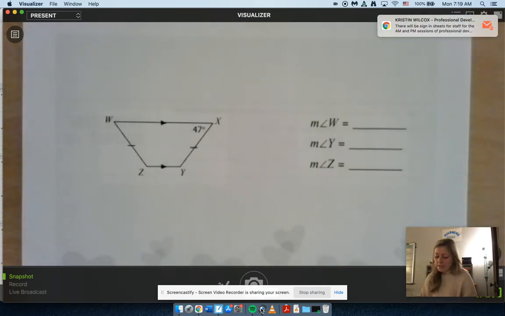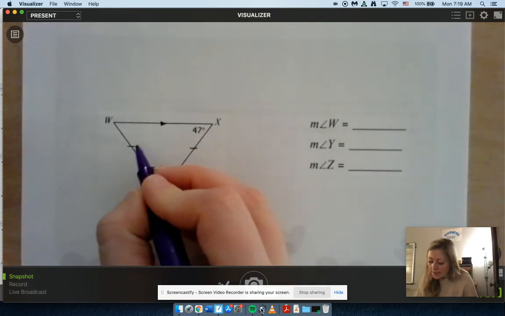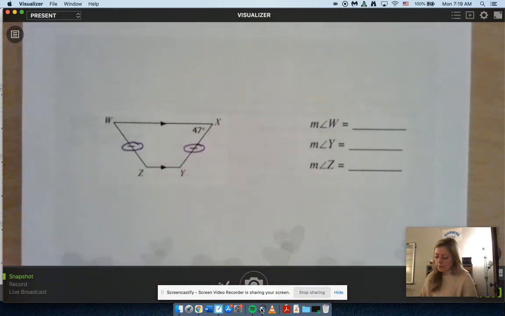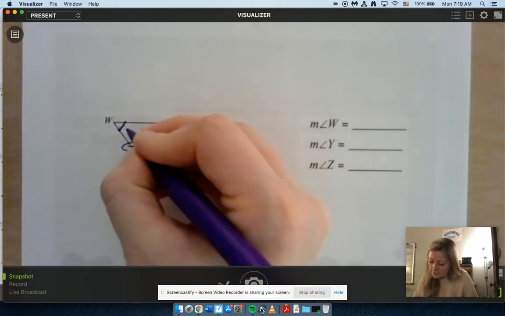Looking for some missing angles in this isosceles trapezoid. Again, how did I know it was an isosceles trapezoid? My legs are congruent. So remember, base angles are the same. So angle X and angle W are the same. So if this guy's 47, so is W.